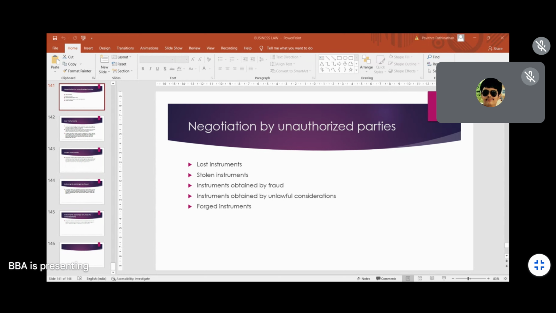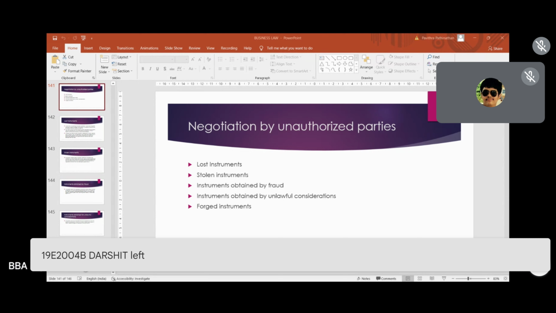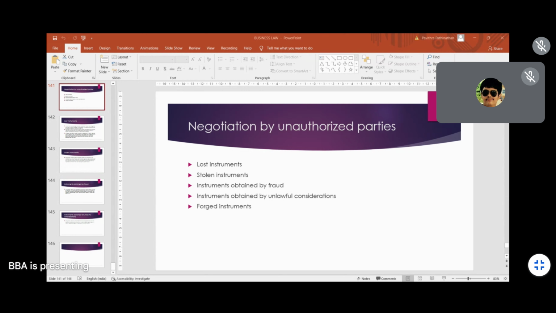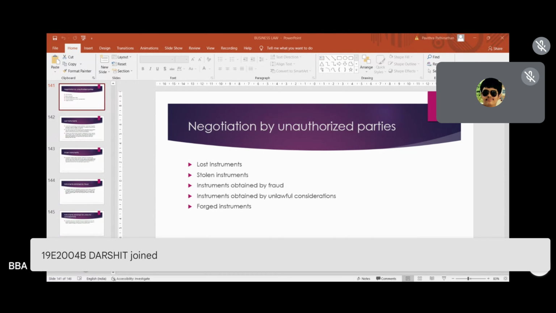So let's discuss what the unauthorized documents are first. First one is lost instruments. The finders of lost instruments are one of the unauthorized parties. Second one is stolen instruments. If someone steals your instrument, the thief will be an unauthorized party. Then, instruments obtained by fraud and instruments obtained by unlawful considerations. And finally, forged instruments.